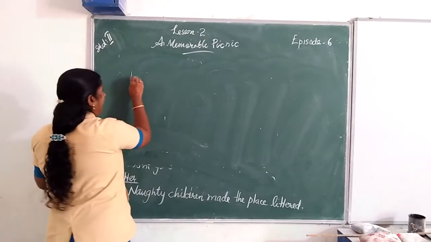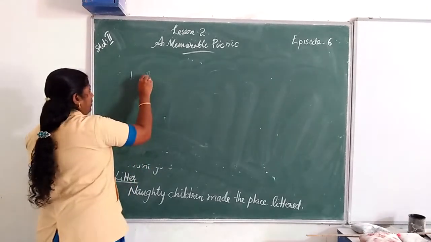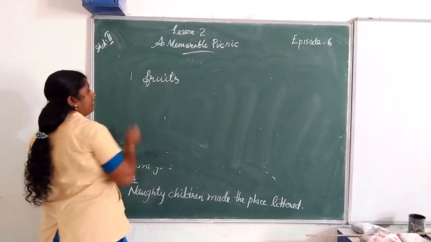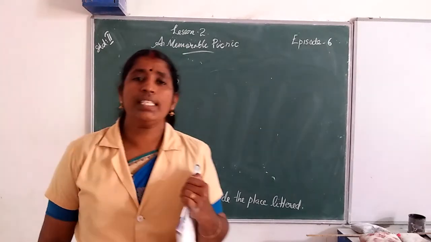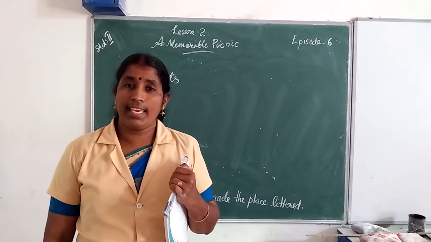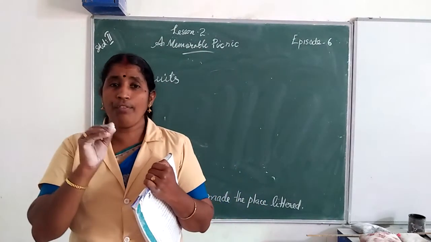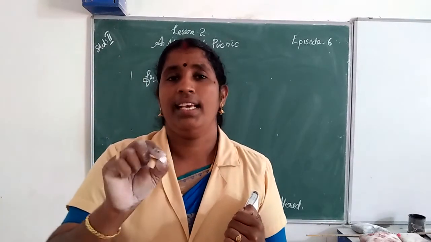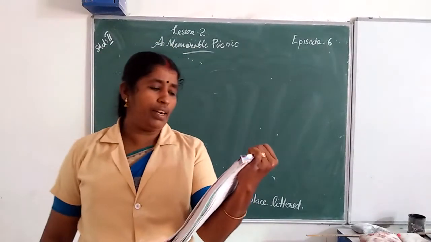Write in the first blank. F-R-U-I-T-S. Don't make any mistake. Spelling of fruits. F-R-U-I-T-S. Fruits. Clear? Yes.